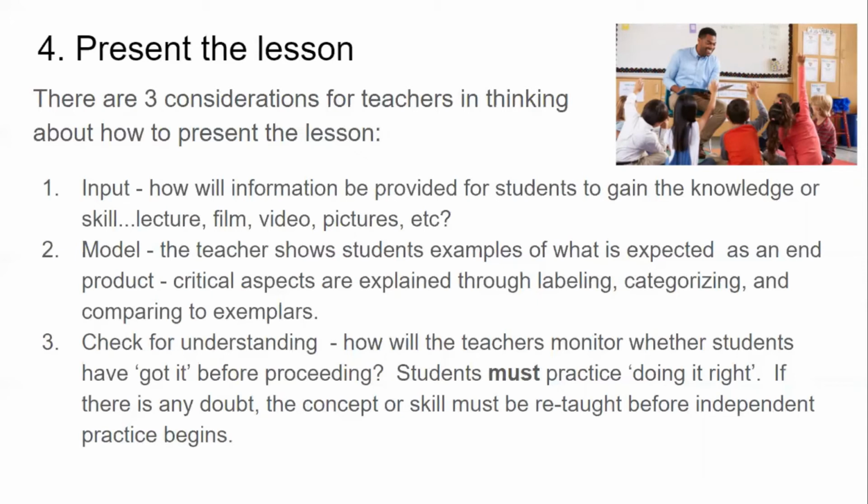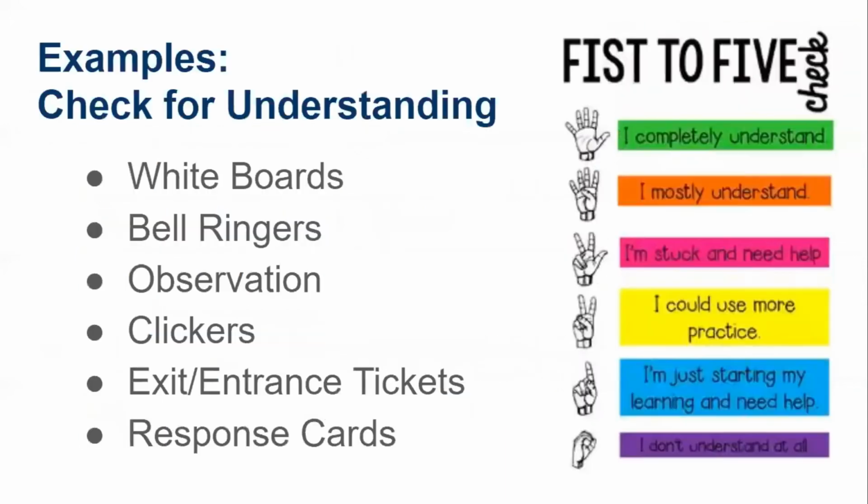Let's take a few minutes to think specifically about how you might check for understanding. Perhaps you utilize Google Chat in breakout or meet rooms and encourage student discourse. The next slide talks a little more about checking for understanding. When thinking about checking for understanding, here are some common methods that many of you currently use in your traditional classrooms. How might these be adapted for virtual learning? Formative assessments using Fist to Five, whiteboards, bell ringers, observations, clickers, exit and entrance tickets, and response cards are just a few examples. What are other ways to check for understanding?